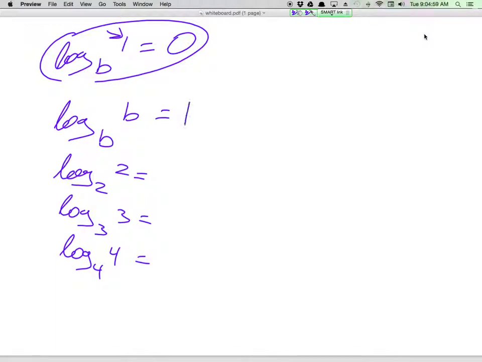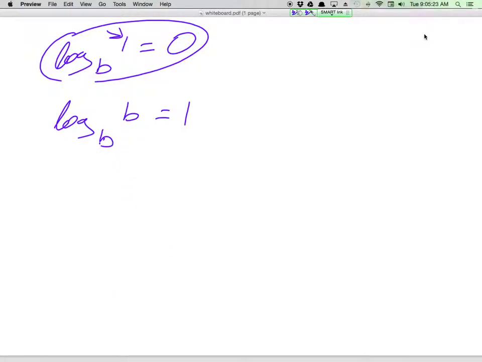Blake, why is it 1? Because a number to the power of 1 is itself. A number to the power of 1 is itself. So it's asking 2 to what power gives me 2? And obviously 2 to the first power gives me 2. So anytime these two are the same, my answer will always be 1.